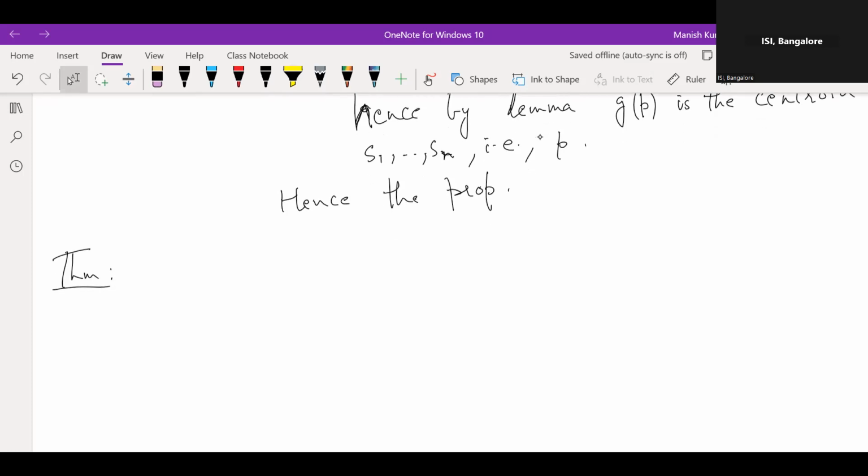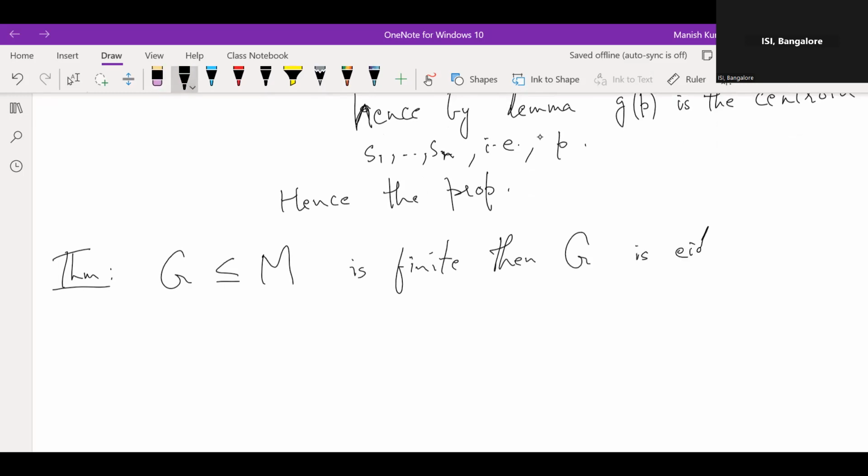So now this theorem is that if G, a subgroup of M, is finite, then G is either a cyclic group or dihedral.